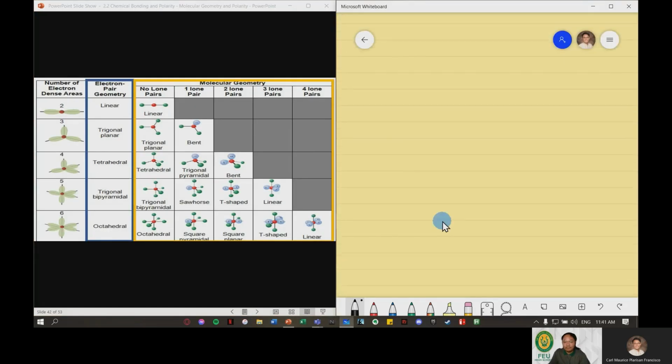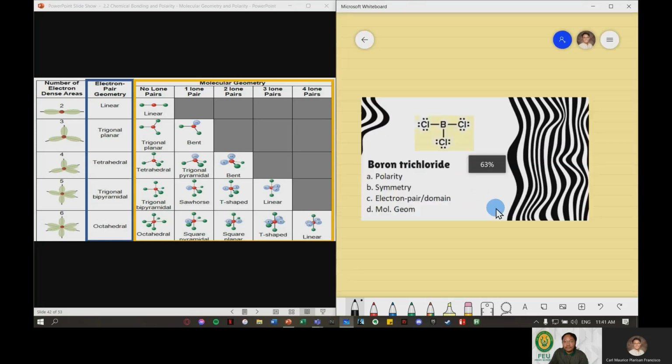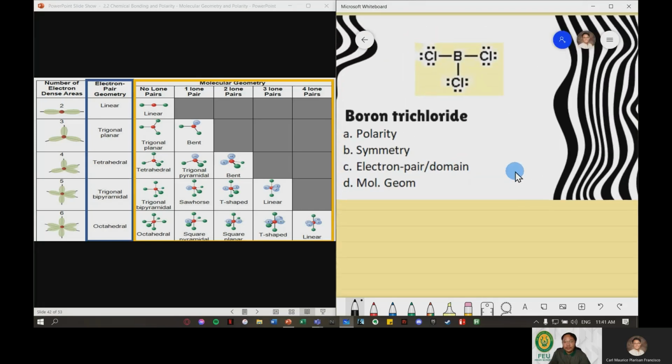Another example. Okay, so let us have here boron trichloride. Check the central atom, which is boron. Boron doesn't have any lone pairs, no lone pair. The terminal atoms are the same, chlorine, chlorine, chlorine. So this would be nonpolar, symmetric.